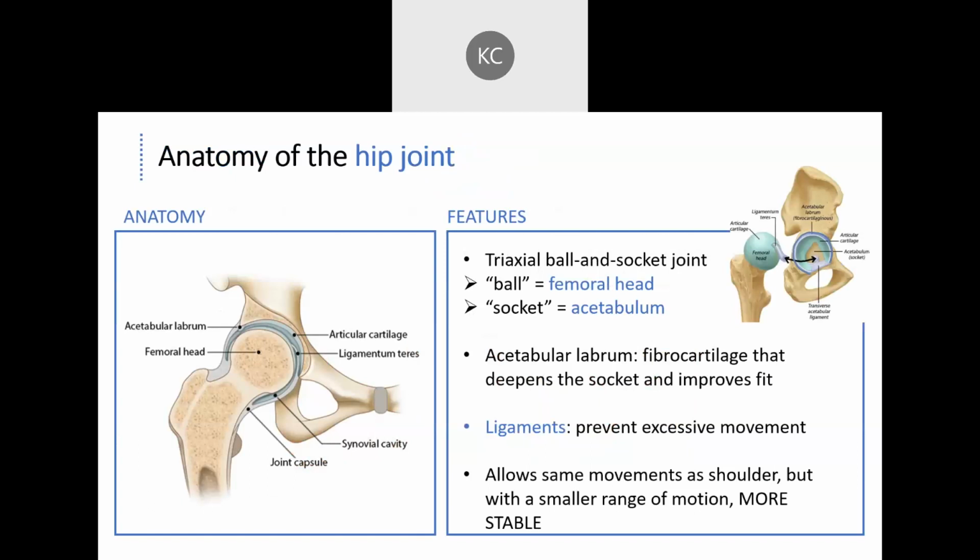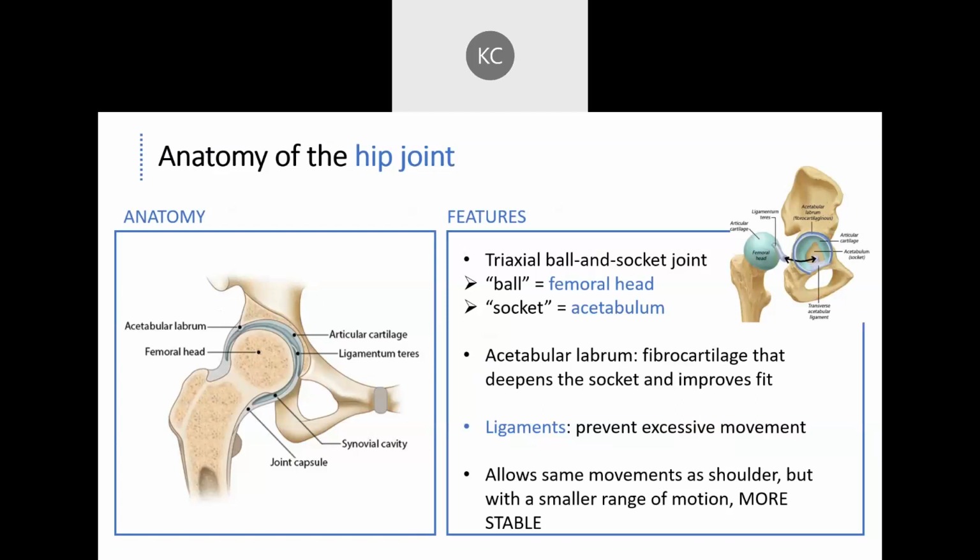Also, a similarity between hip and shoulder is the labrum. If you recall, the labrum in the shoulder was known as the glenoid labrum, and it served to deepen the concavity, deepen the socket that the head of the humerus would fit with, what it would articulate with. You see the same thing in the hip joint, except now you call it the acetabular labrum because it's associated with the acetabulum and not the glenoid cavity. But the function of the labrum is doing the same thing.